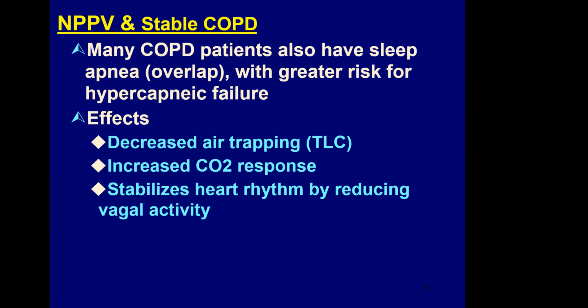Stable COPD patients. Importantly, many COPD patients also have sleep apnea. There is an overlap between COPD and sleep apnea, with a greater risk for hypercapnic failure. With these patients, NPPV decreases air trapping, therefore decreasing the total lung capacity. It increases the patient's response to CO2. It also stabilizes the heart rhythm by reducing vagal activity.